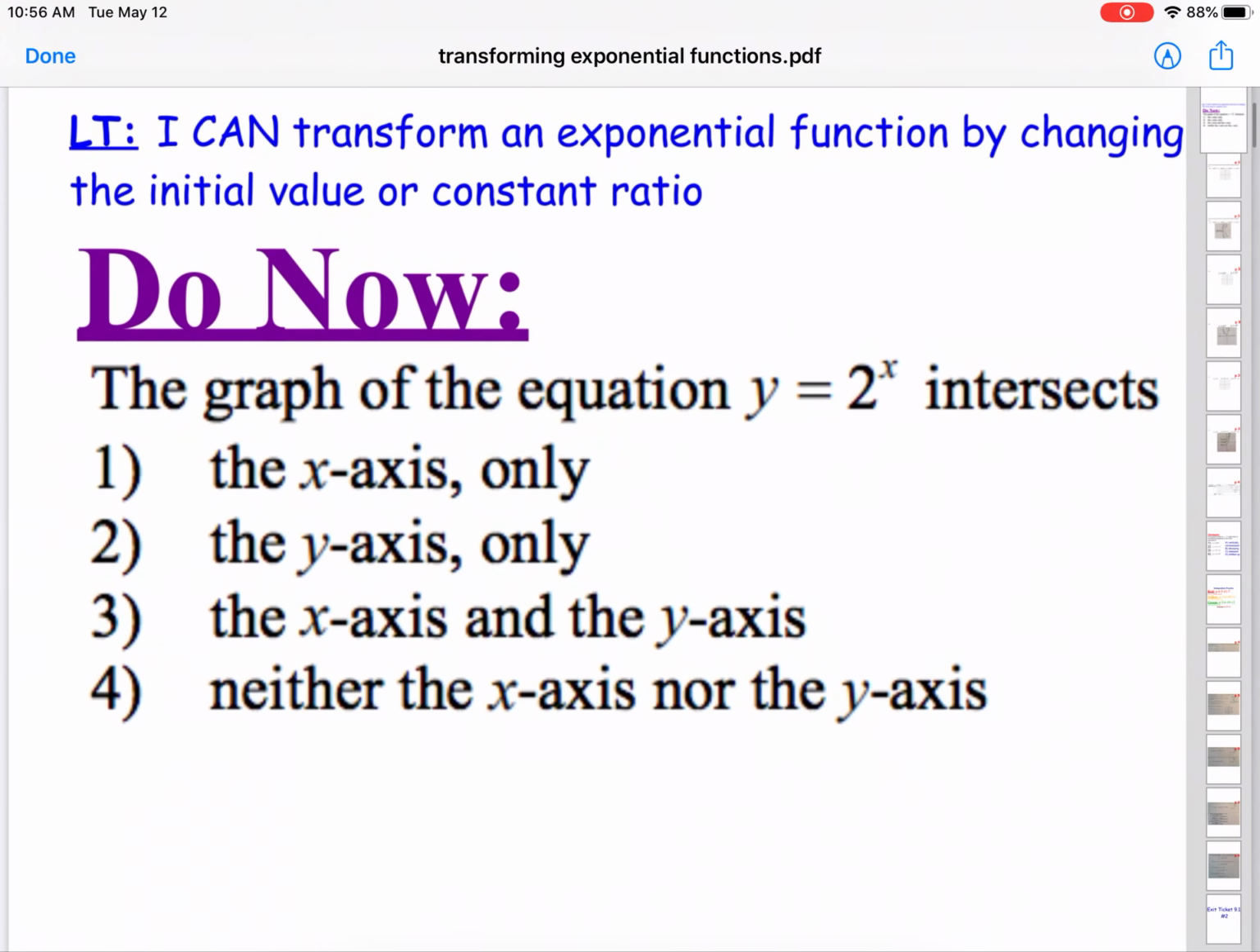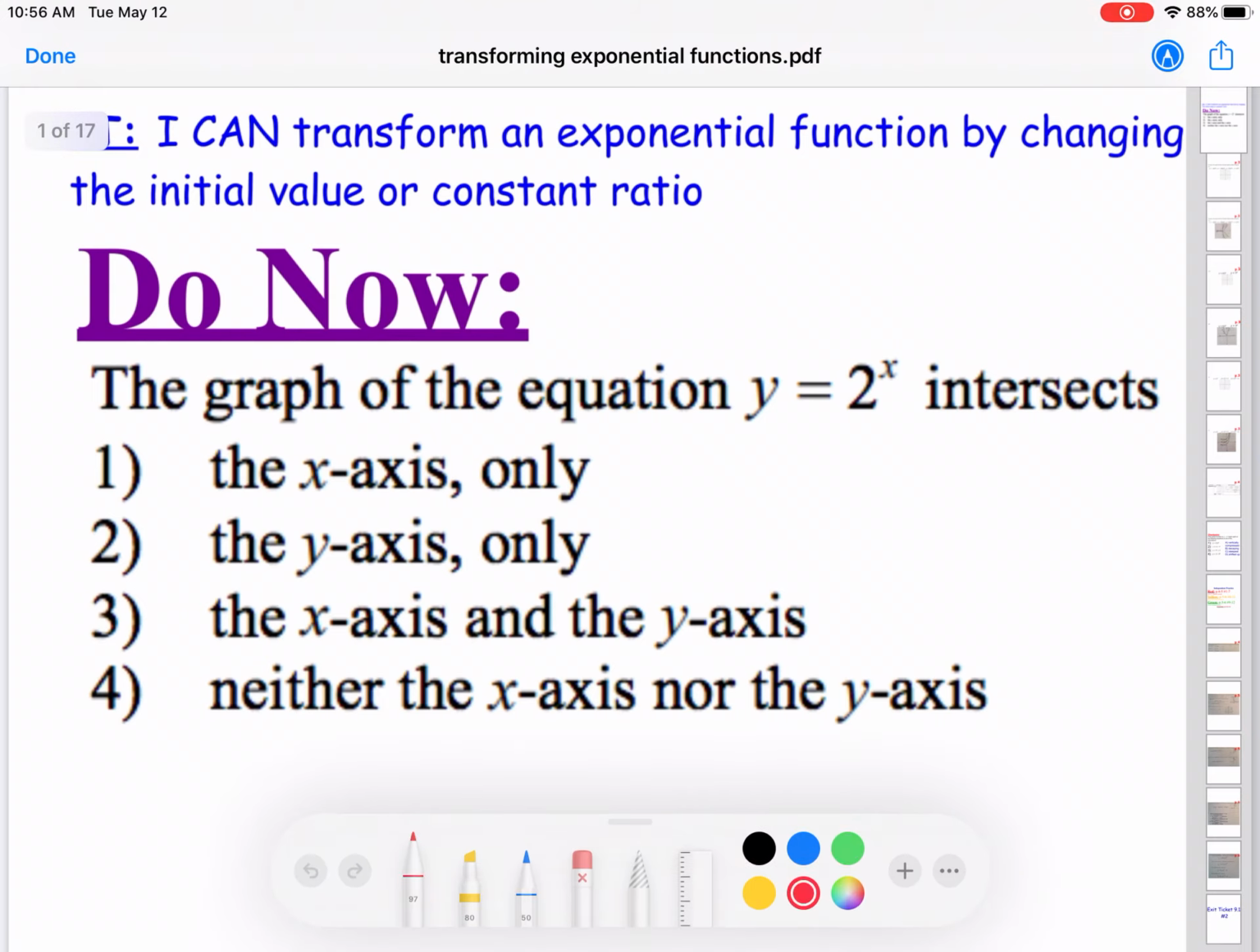All right, in this lesson, we're going to continue working with function families. We're going to review another function that we've already learned about, which is exponential functions. If you remember, this was what we did back in Unit 5. So just to review, we're going to start with this do now question.